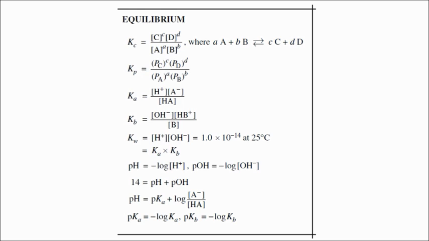Ka, we've talked about in this chapter. Kb, Kw, the definition of pH and pOH, and then the last equation near the end, pH equals pKa plus log of A minus over HA. That's called the Henderson-Hasselbalch equation. We won't talk about that equation until chapter 17, but still, a lot of these equations should make a lot more sense to you now.